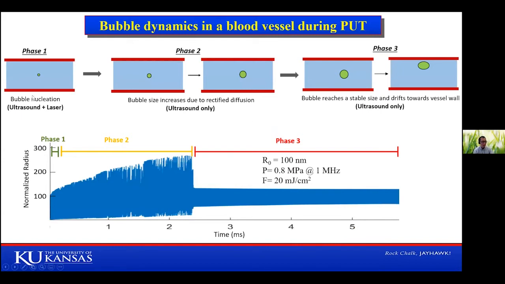Here is a numerical model of the bubble oscillations in a blood vessel. At the very beginning, you have laser plus ultrasound, and you have initiated bubbles. Cavitation occurs in the middle of the vessel, and then immediately there is a process called rectified diffusion, in which a small bubble grows into a big bubble. At the same time, the bubble also drifts, because the bubble contains air, so it rises up and usually comes to the inner surface of the blood vessel. When it gets closer, of course, it has much more impact on the blood vessel wall.